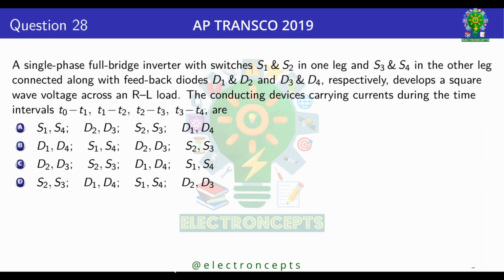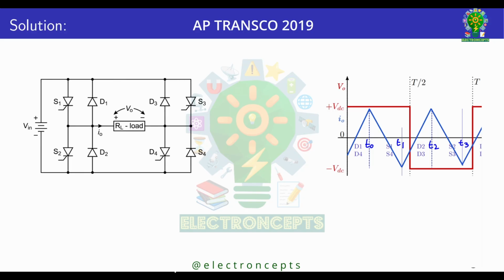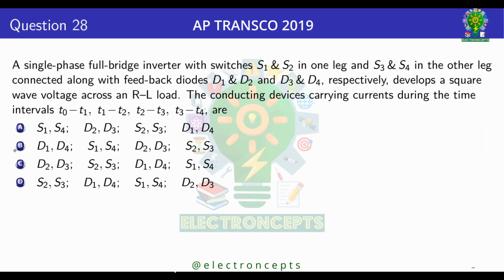A single phase full bridge inverter with switches S1 and S2 in one leg and S3 and S4 in other leg, connected along with the feedback diodes D1 and D2 and D3 and D4 respectively, develops a square wave voltage across an RL load. The conducting devices carrying currents during the time intervals T0 to T1, T1 to T2, T2 to T3 and T3 to T4 are. For this, let us go through the circuit diagram and the waveforms for a single phase full bridge inverter connected to an RL load, which is as shown here. Because of RL load, there is a small delay between zero crossing of voltage and current in the output side. From this, we can say that option B is correct.